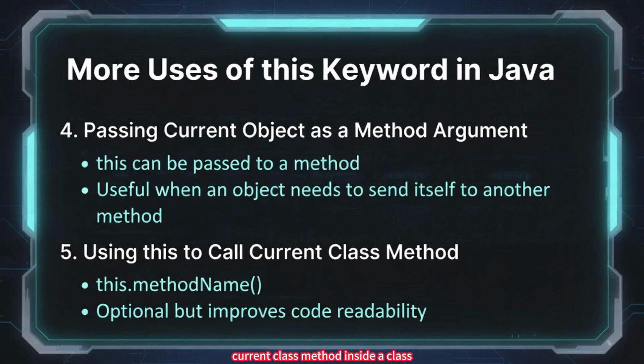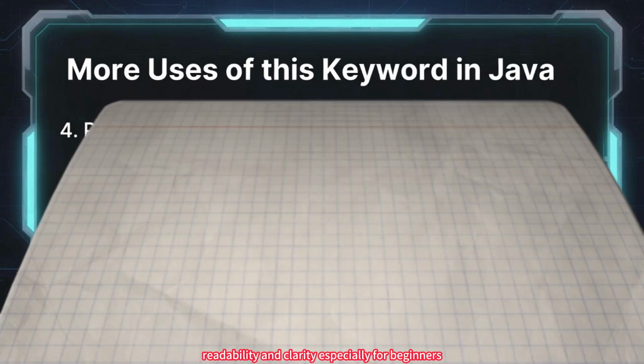Using this to call a current class method. Inside a class, one method can call another method. We can write methodName or this.methodName. Both work the same. Using this is optional, but it improves code readability and clarity, especially for beginners.